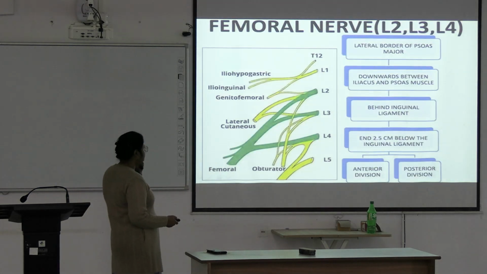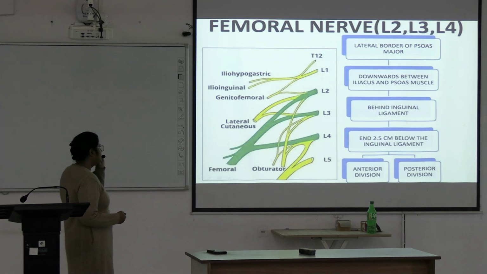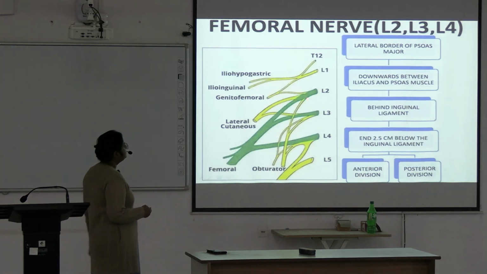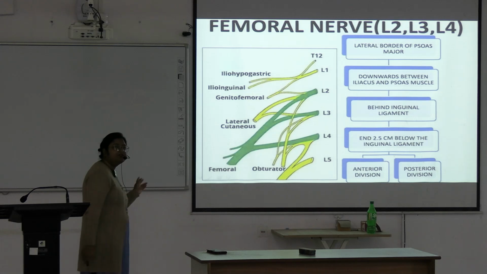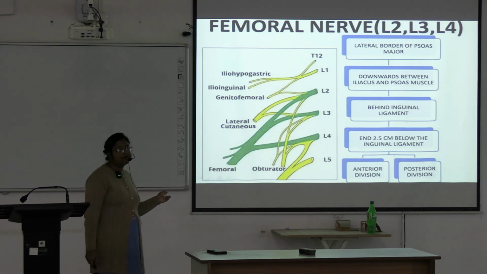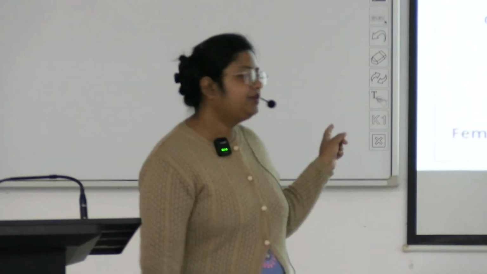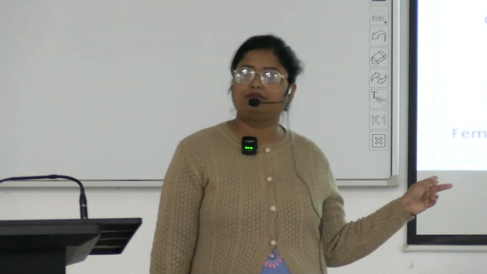Next, we go to the femoral nerve. So here also the root value is L2, L3, L4. These root values are very important. The lumbar plexus is very frequently asked in your viva also. Okay. And for OSPE all these nerves are important.